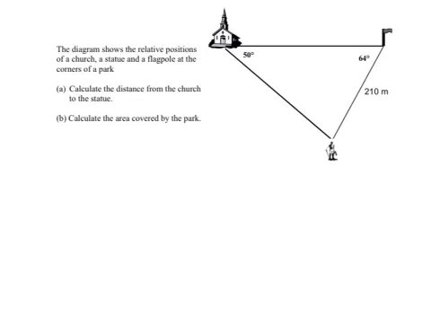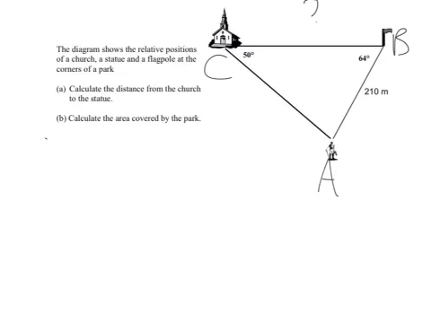And my final example here, a diagram shows the relative positions of a church, a statue, and a flagpole at the corners of a park. Calculate the distance from the church to the statue. So that means that I'm going to be looking for this part here. Okay, so let's label A, B, and C.